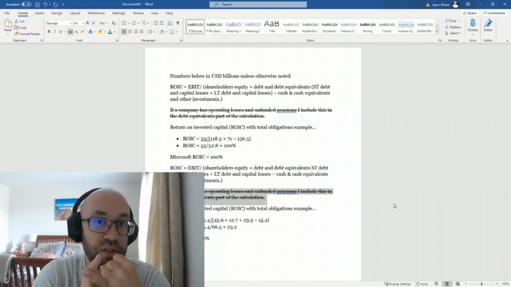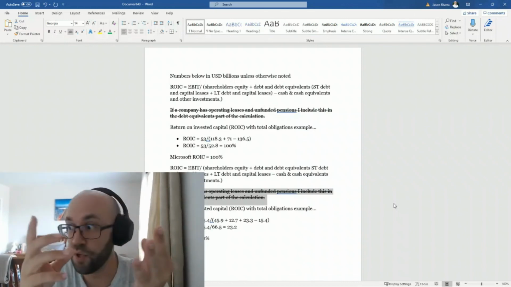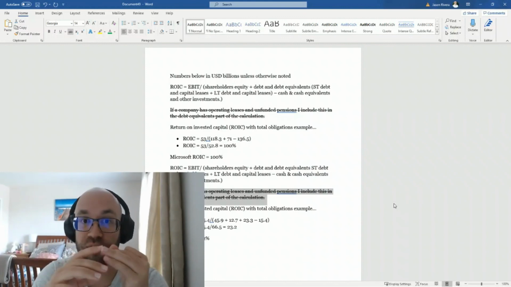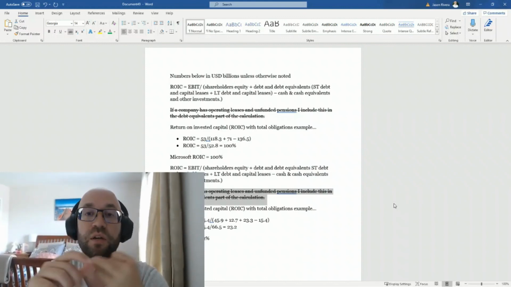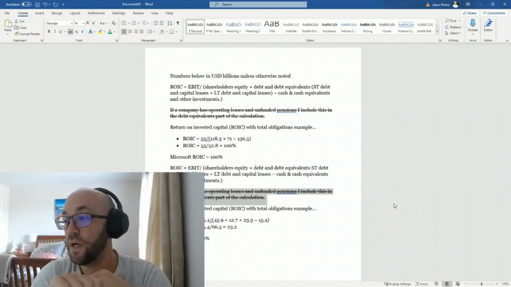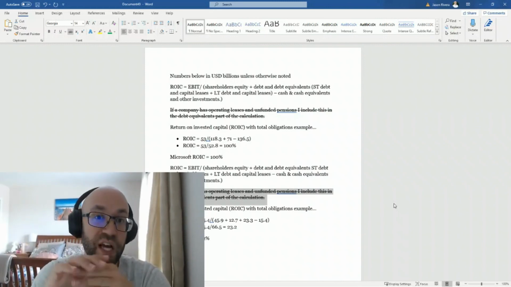I'd love to hear your comments on this. How do you calculate ROIC? Again, I've seen probably at least 3 or 4 or 5 other different ways to calculate ROIC. This makes the most sense to me. I'd love to hear your comments on ROIC, how you calculate it, all that kind of stuff.